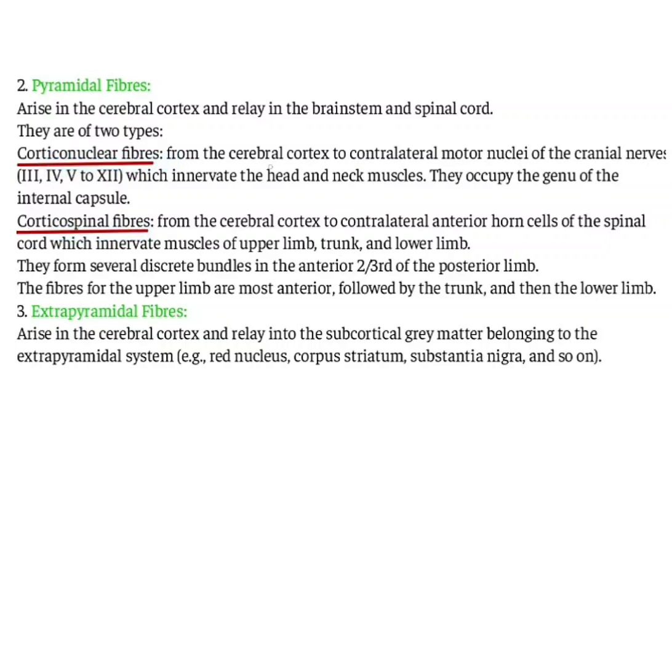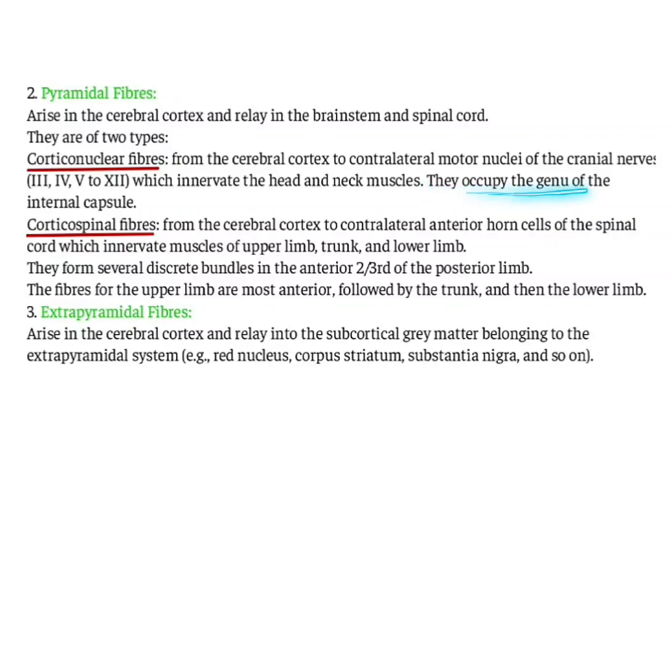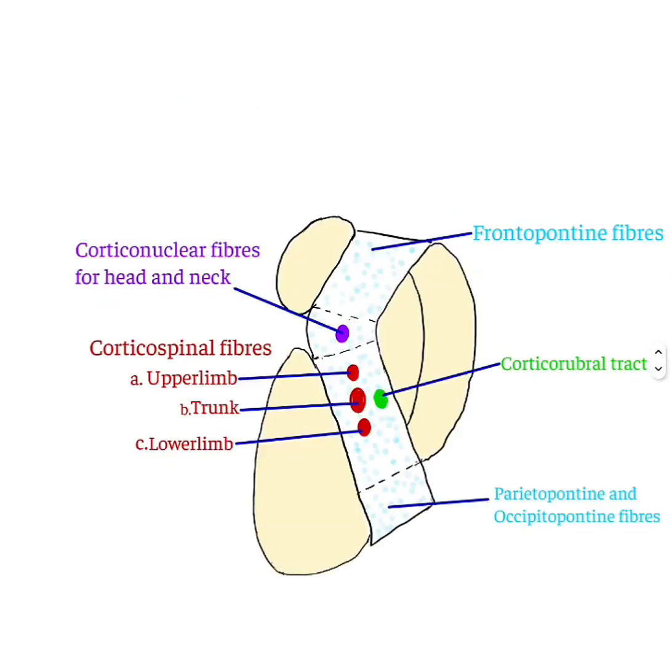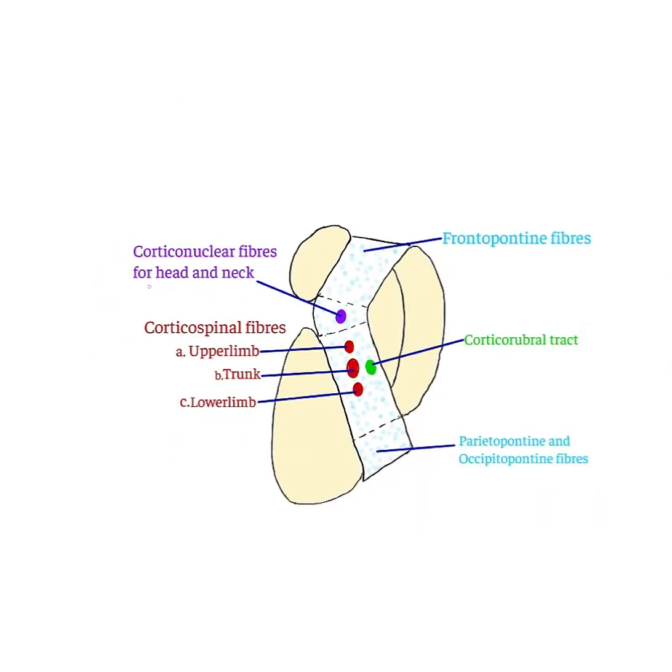Corticonuclear fibers run from the cerebral cortex to the contralateral motor nuclei of cranial nerves which innervate the head and neck muscles. The corticonuclear fibers for head and neck muscles occupy the genu of the internal capsule.